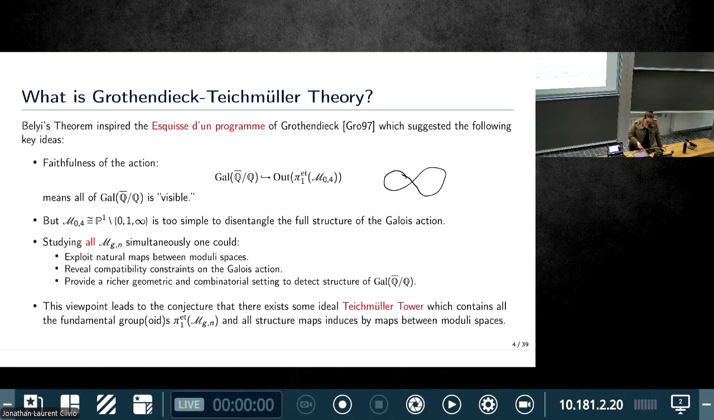So the idea was, well, actually, let's put together all of the moduli spaces for all genus and all numbers of punctures.